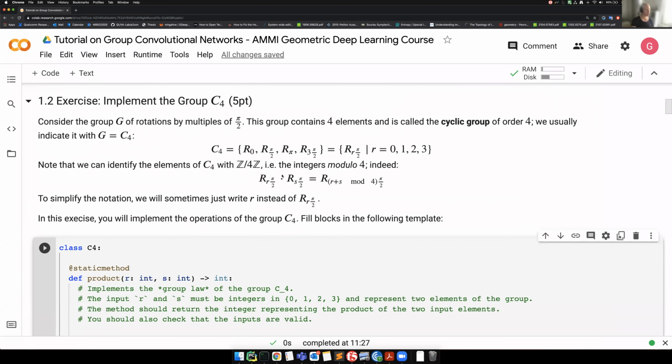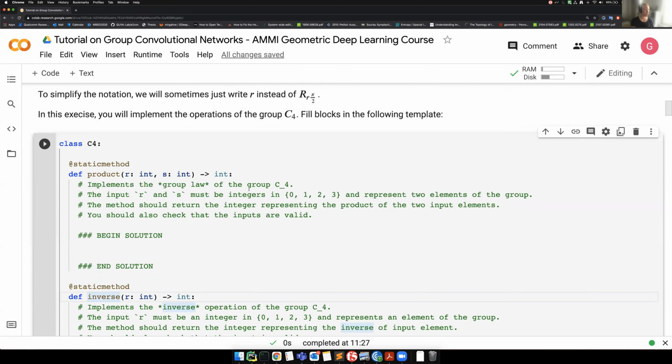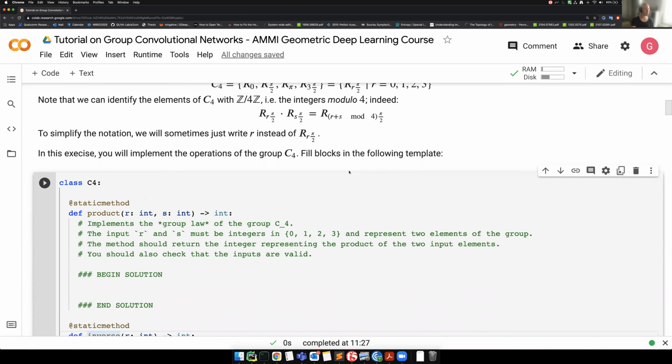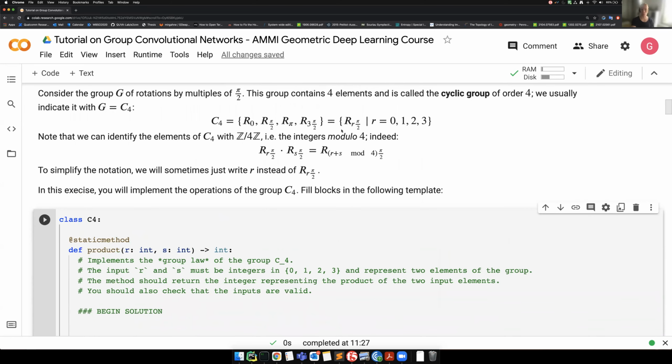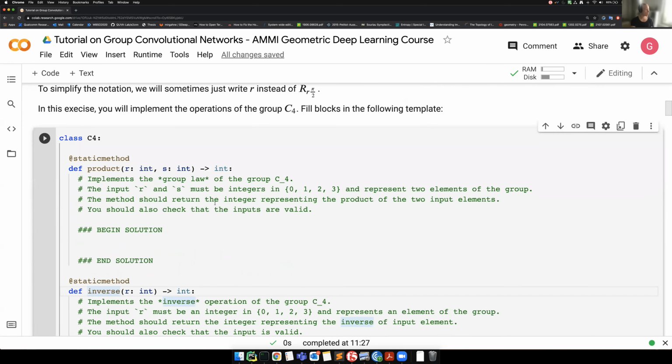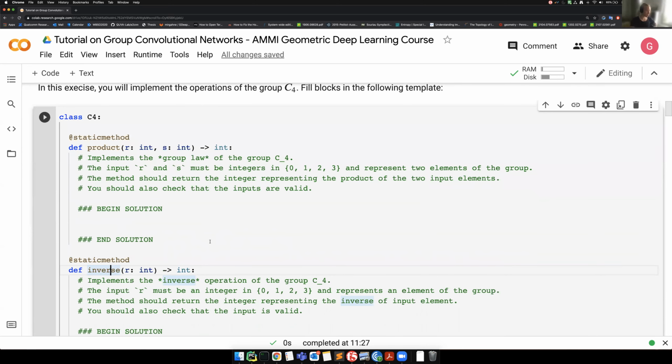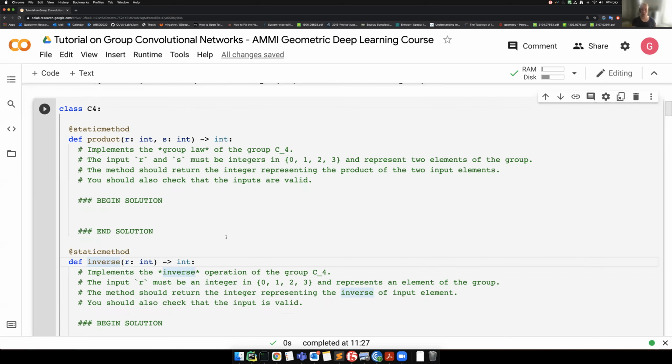In practice, the operation of multiplication you have to implement is this one. R times S gives you R plus S modulo 4. We're going to store the group elements with these integers. We're not going to store them as floating point numbers which are multiples of pi half, but we are just going to use 0, 1, 2, 3. For the second part, instead, you will need to implement the inverse.